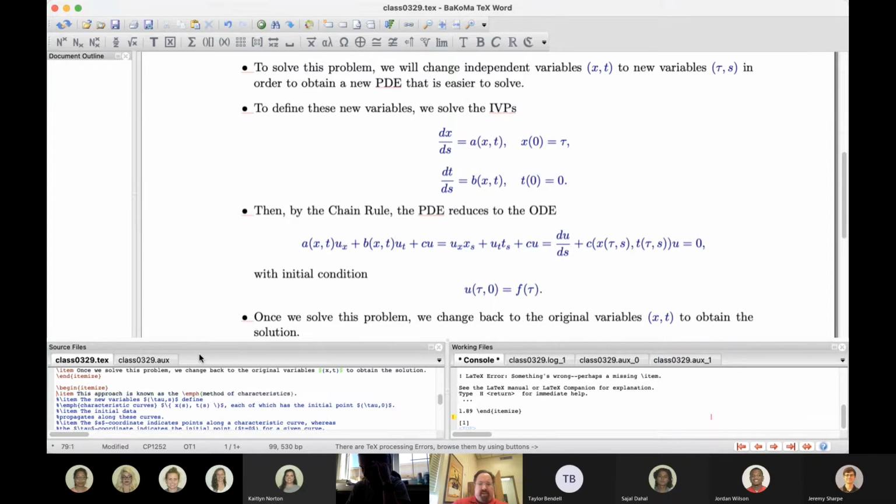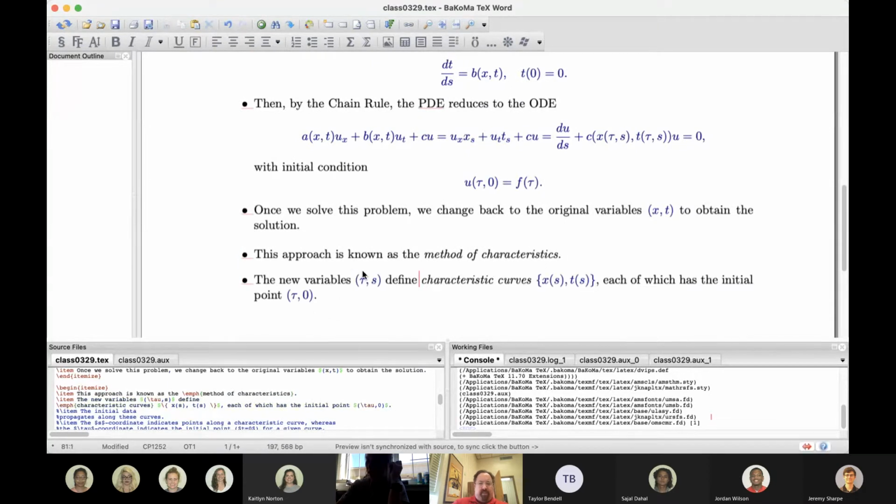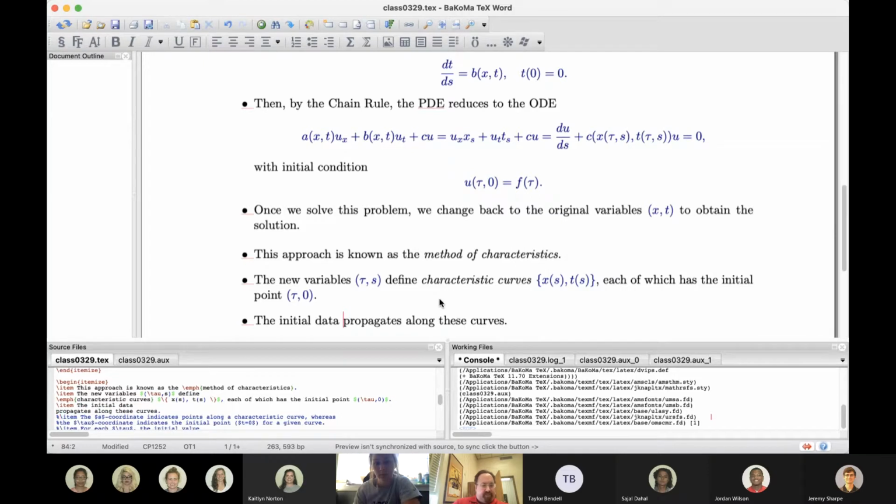Now, this whole approach to solving PDEs of this form is called the method of characteristics. And the variables tau and s, those define what are called characteristic curves. So characteristic curves are curves in the xt plane that depend on a parameter s. And they all start from these initial points on the x-axis. So basically, the initial data propagates along these curves.